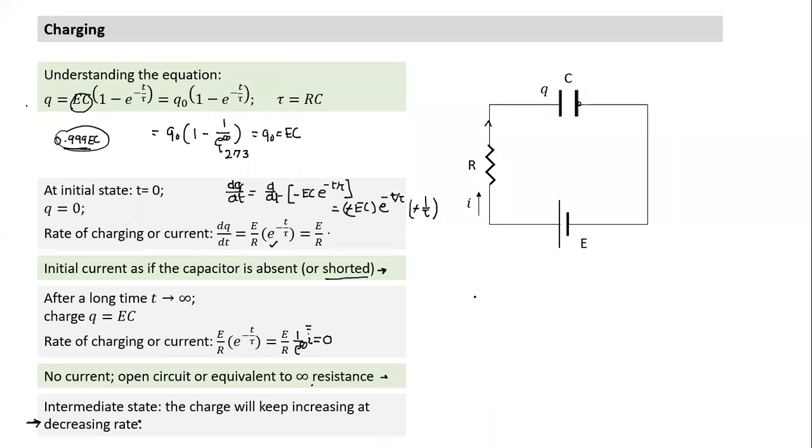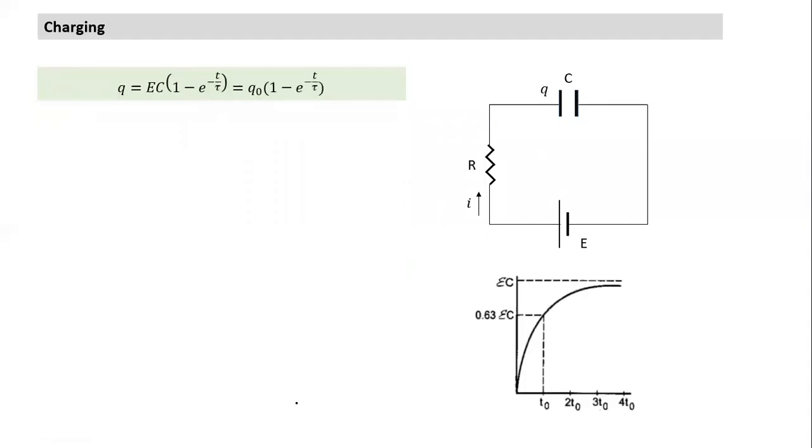Sir, in the initial state, the current is more. So the decreasing rate depends on the current. As this potential becomes more, this becomes smaller, and the current keeps decreasing. And current is nothing but the rate of charging. So the current will keep decreasing. Okay, I hope most will follow that part.